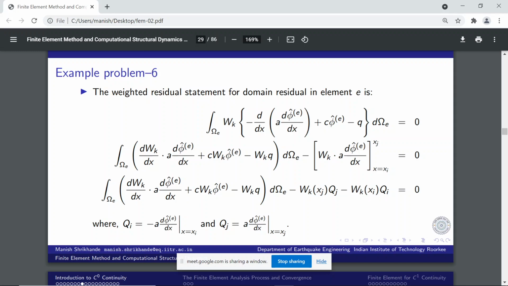So substitute the approximation over the individual element, phi hat e, in the governing differential equation, and the integral obviously needs to be evaluated only over the individual element, omega e, and wk is some weighting function. If we develop the weak form of this weighted residual statement, then we integrate by parts once, and there will be this boundary term, and this derivative would be transferred to the weighting function term. So dw by dx multiplied by a times d phi hat over dx, plus this carries through as it is, c times w times phi hat, and this is the weighting function multiplied by the distributed traction.